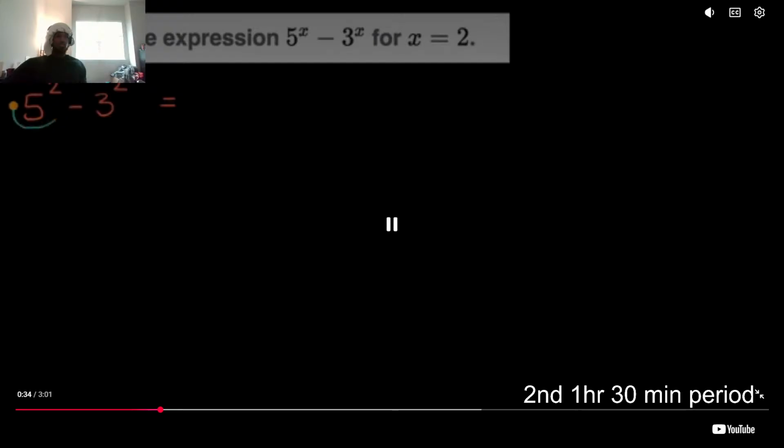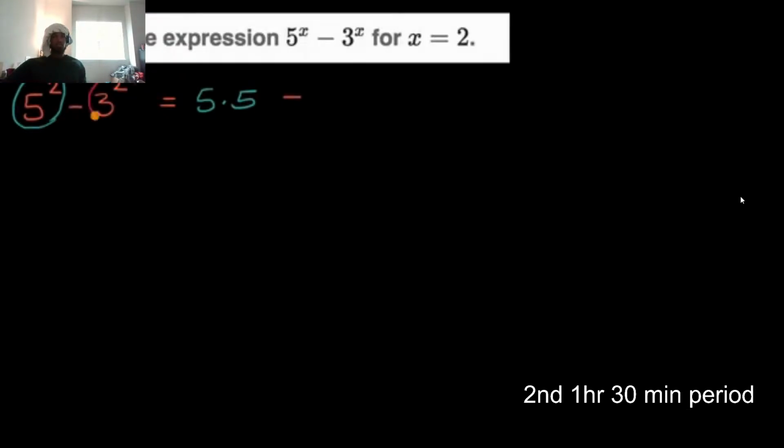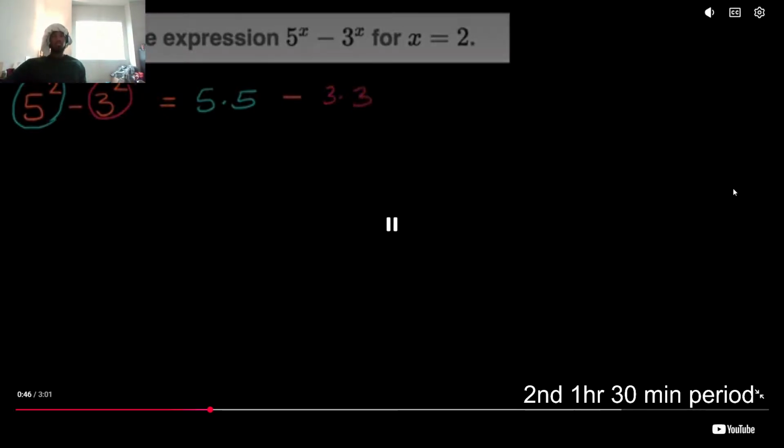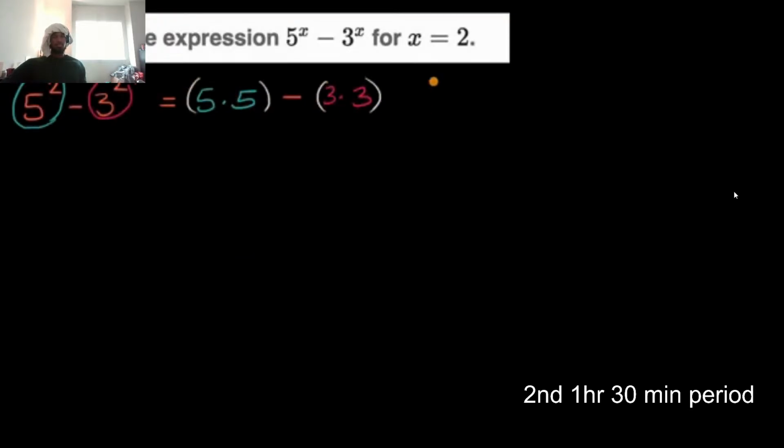Well, 5 to the second power, that's the same thing as 5 times 5. And then from that, we are going to subtract 3 times 3. Now order of operations would tell us to do the exponents first, which is this multiplication. But just to make it clear, I'll put some parentheses here. And this is going to be equal to 5 times 5 is 25 minus 9, which is equal to, what's 25 minus 9? It is equal to 16. So that's what that expression equals for x equals 2.